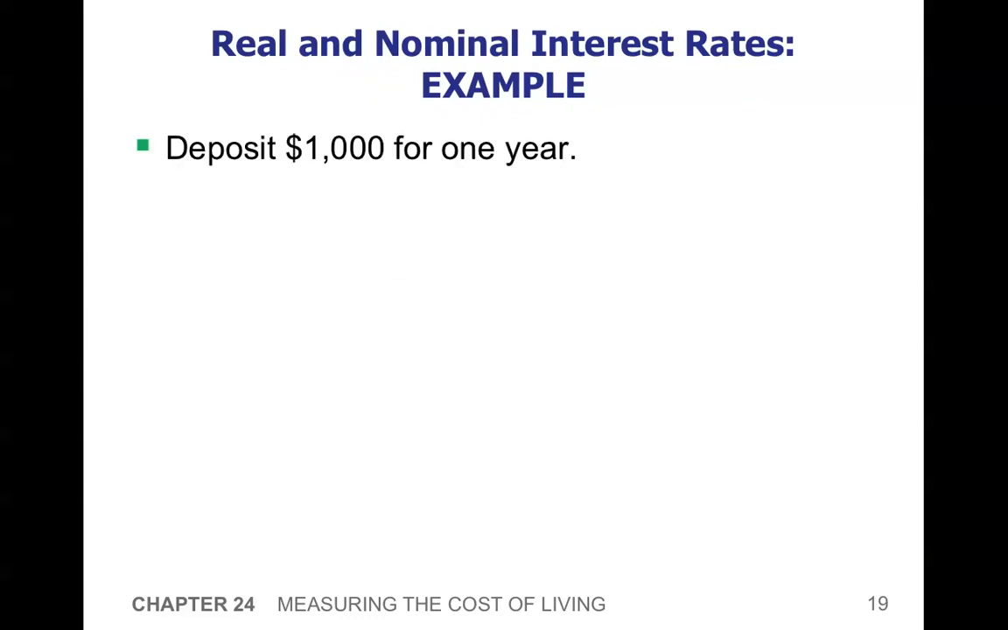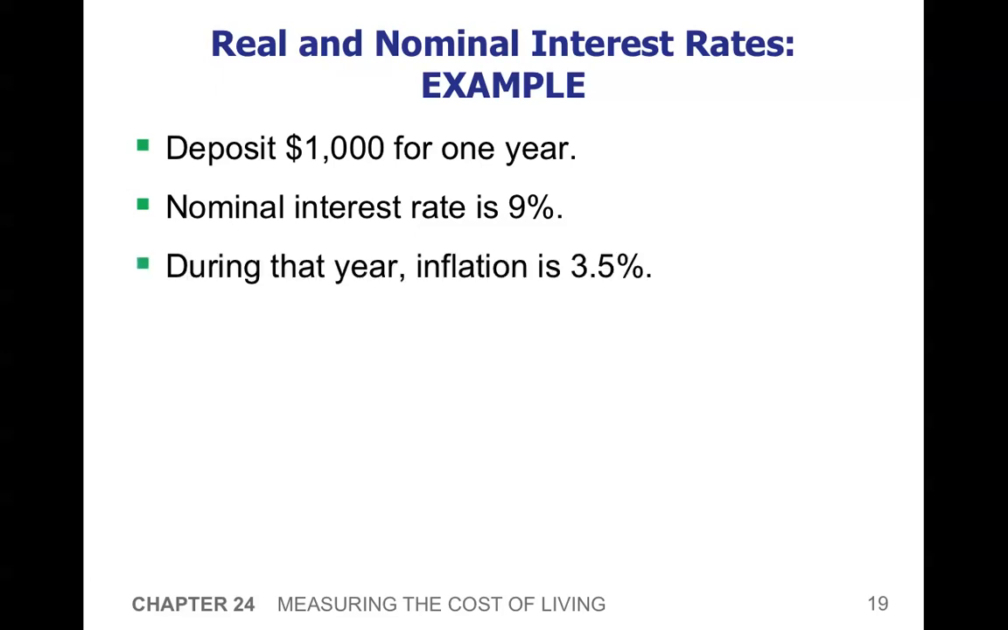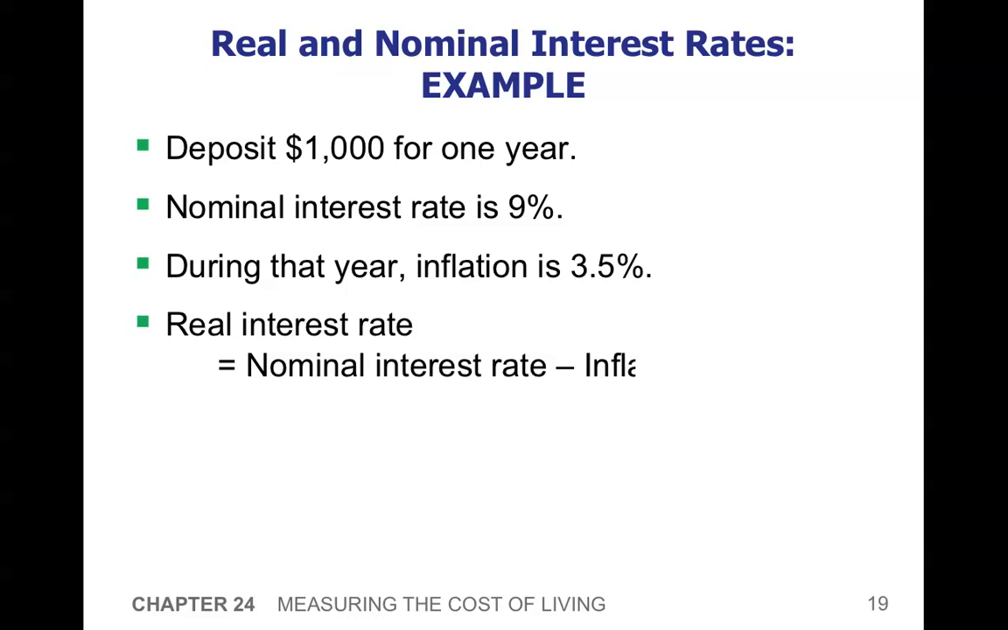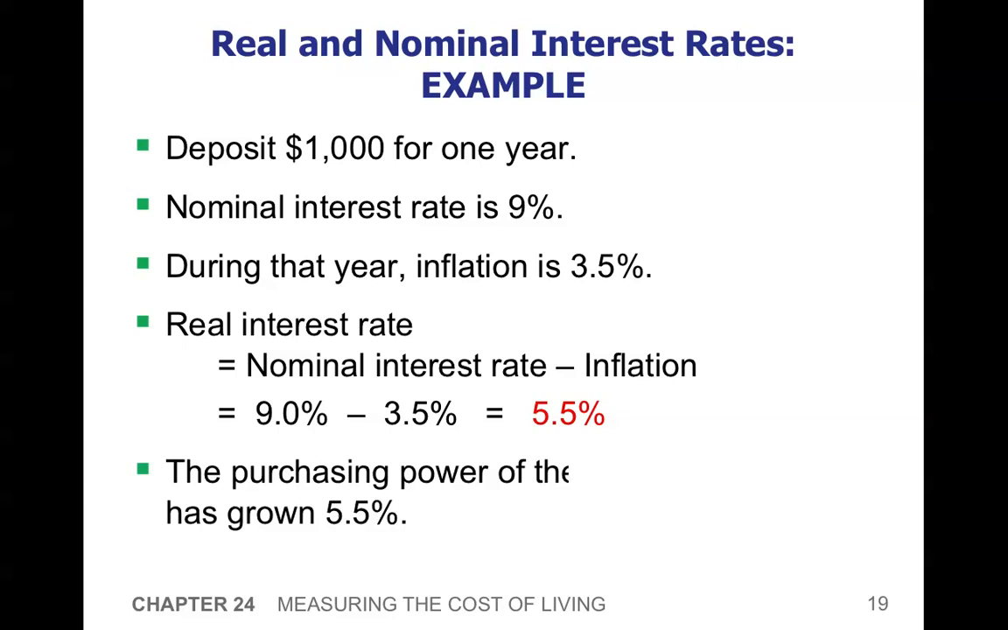We deposit $1,000 for 1 year. The nominal interest rate is 9%. Inflation was 3.5%. And the real interest rate would be 5.5%. So the purchasing power of the $1,000 deposit has grown 5.5%. In recent years, the nominal interest rate was certainly a lot less than 9%. And if the inflation rate was positive, you were actually losing money by keeping your money in the bank. That's something to keep in mind.